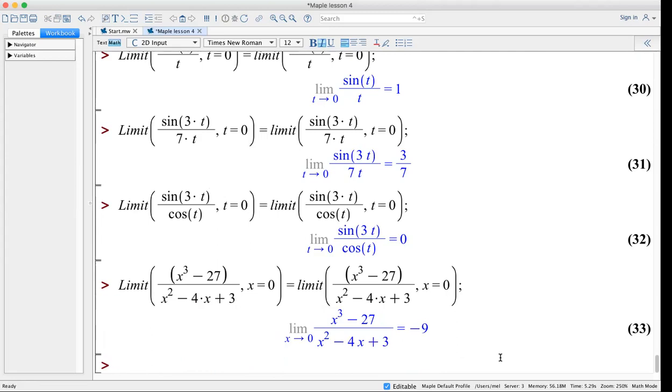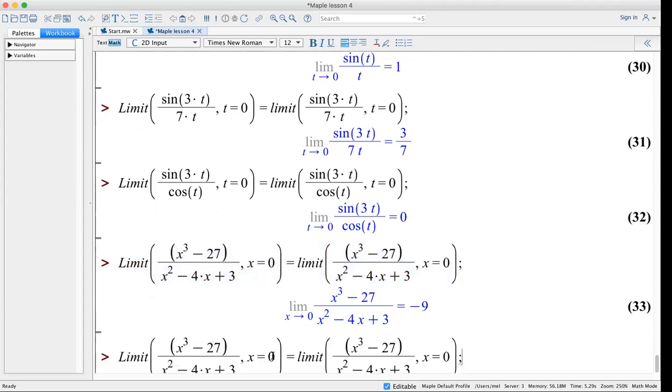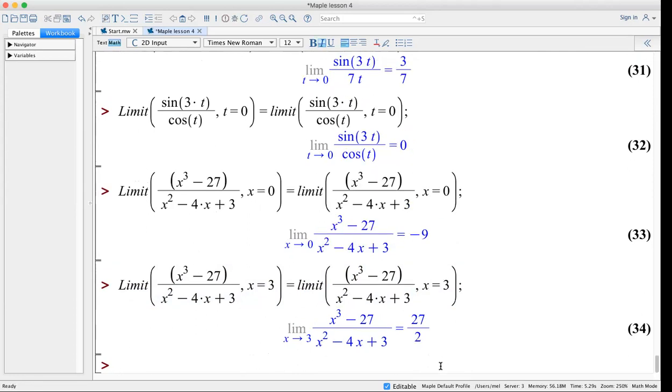Now, this is a little tricky. Oh, sorry, x equals 0. That's perfectly okay. But I want to find the limit as x goes to 3. It's 27/2. Now, this is a little bit more interesting because if you try to plug in x equals 3, you will get 0/0. So this tells us this limit is 27/2.